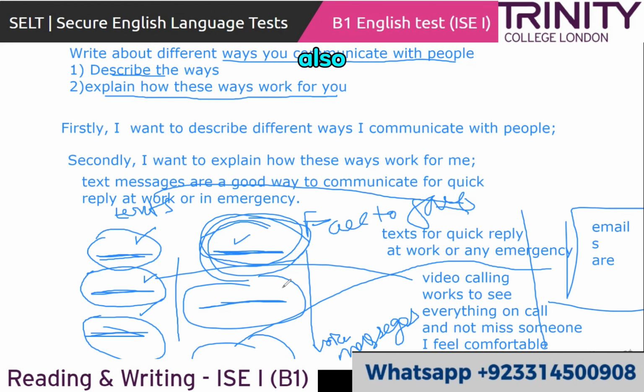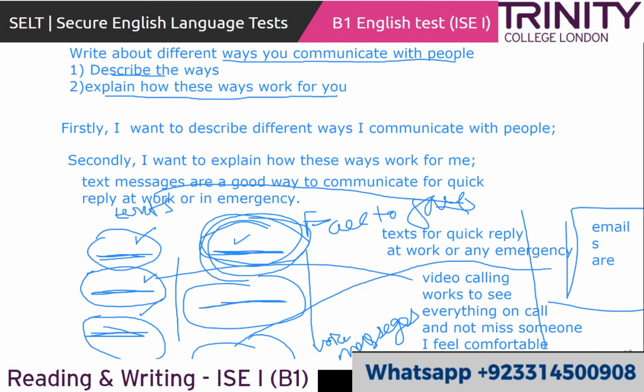Then maybe I also picked video calling, text messages. And what was the other thing? Video calling, text messages. I don't remember. Could you tell me which one? Email. Email is already done. Email, face to face. Even if you write 4 points, your answer will be complete. But I think there are many other ways to communicate also.